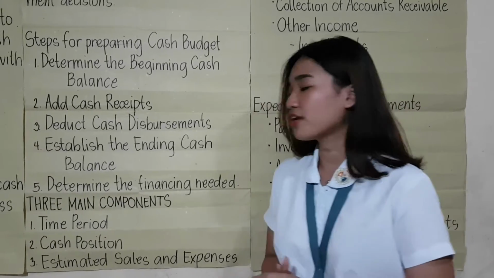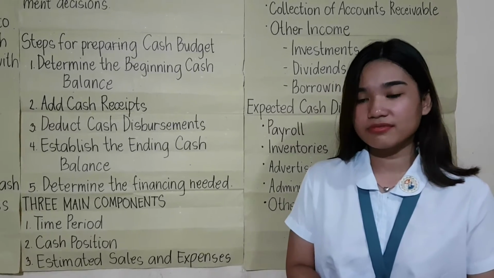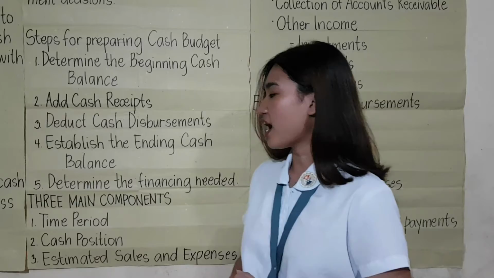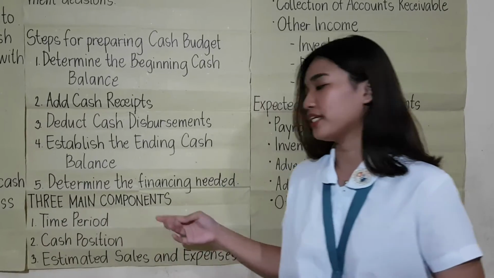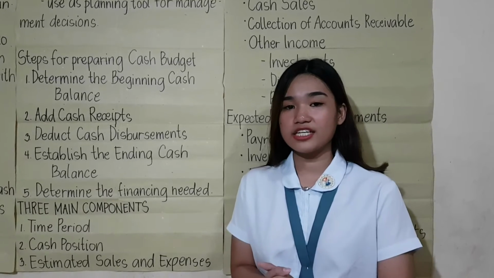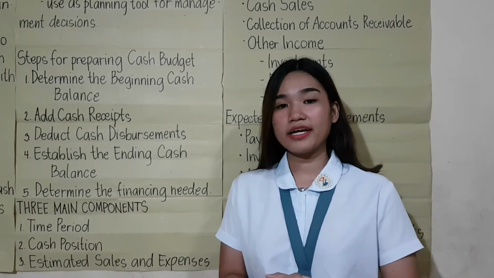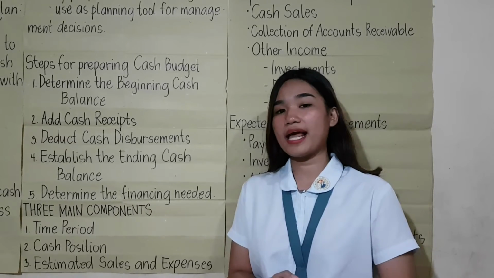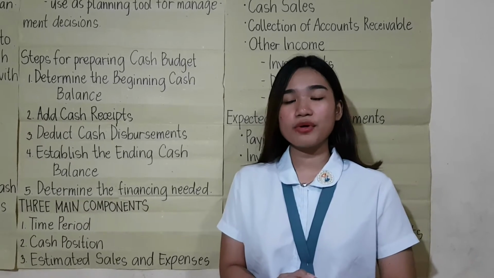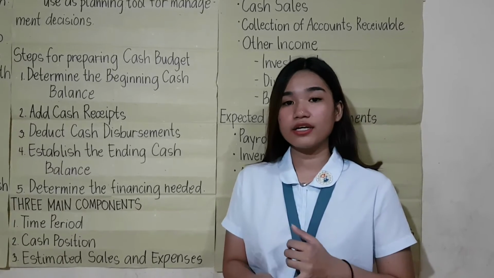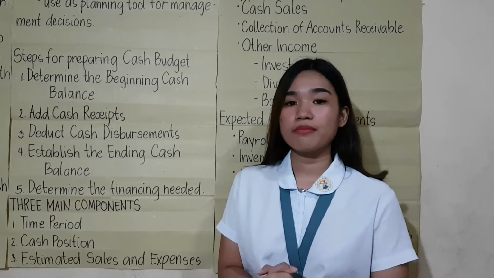In preparing a cash budget, you have to consider the three main components. The first one is the time period. The first decision you have to make in preparing a cash budget is to decide which period the budget will apply to. The main question is, are you preparing a weekly, monthly, quarterly, or yearly cash budget?